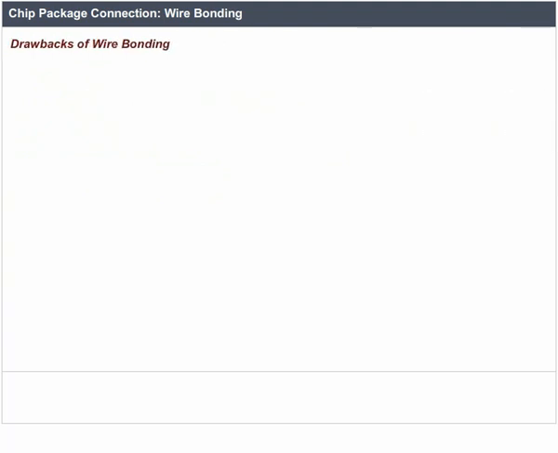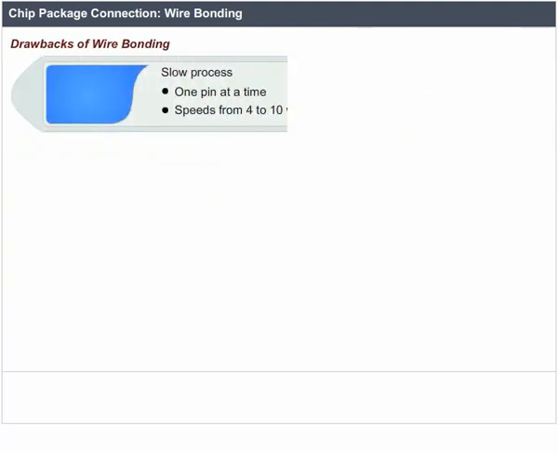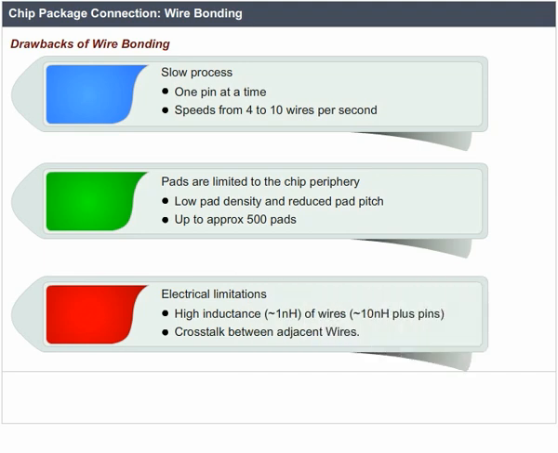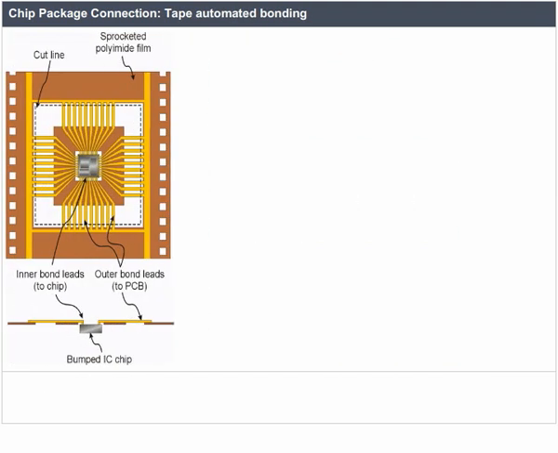Drawbacks of wire bonding. Slow process. One pin at a time. Speeds from 4 to 10 wires per second. Pads are limited to the chip periphery. Low pad density and reduced pad pitch. Up to approximately 500 pads. Electrical limitations. High inductance of wires. Crosstalk between adjacent wires.